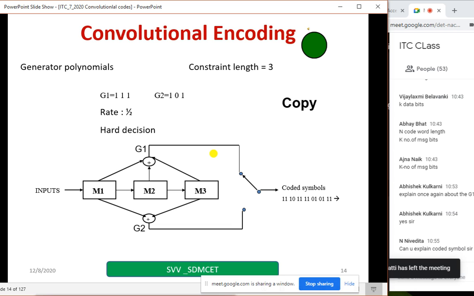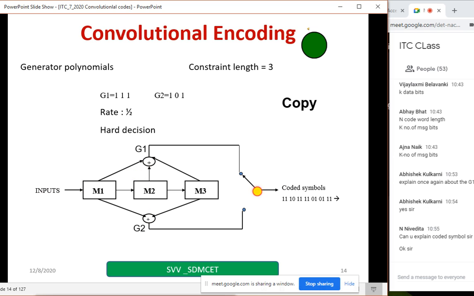Coded symbols, Nivedita, thank you for asking, but I don't want to explain now. I need another 5-10 minutes to explain this. I will explain it later with another slide completely dedicated to this. Now what you need to understand is that for every 1 bit of input, you will get 2 bits of output. That's all. Okay? Thank you, Nivedita.